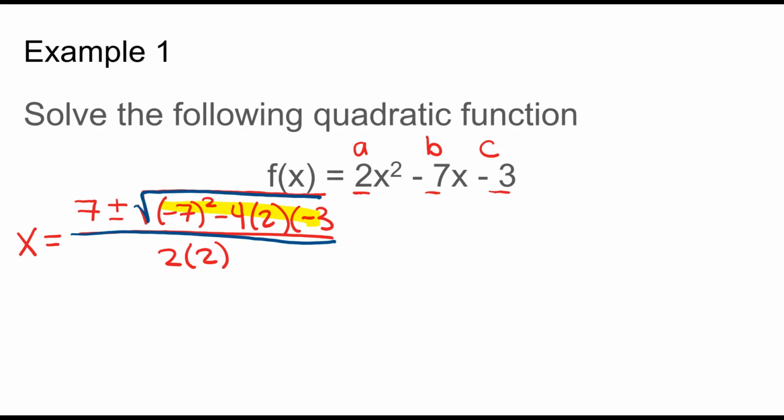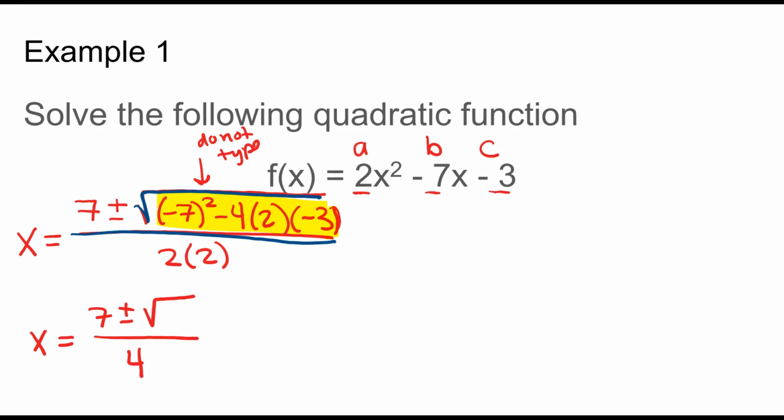Now, the next thing we're going to do is type what I've highlighted only. Oops, forgot a parenthesis there. What I'm highlighting into the calculator. Do not type the radical. So we're going to get x equals 7 plus or minus and then radical all over 4. So go ahead and type that into your calculator. You should get 73. If you did not get 73, it's because you typed in the square root.